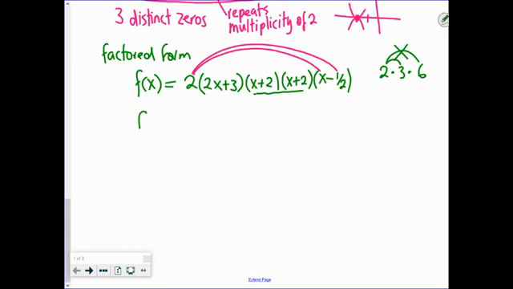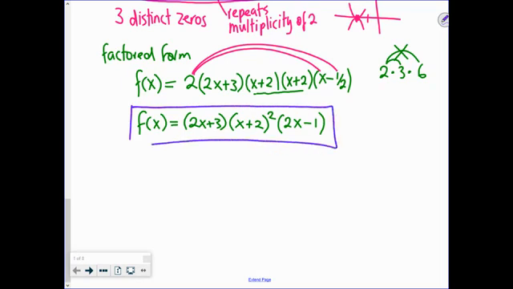So f of x fully factored is 2x plus 3. I've got x plus 2 with multiplicity of 2. It's squared. It's been multiplied by itself. And then after distributing the 2 to the last one, I'd have 2 times x minus 2 over 2, which is like minus 1. Okay? So that's it in fully factored form. So that was our warm-up. Let's do some more of the lesson now.